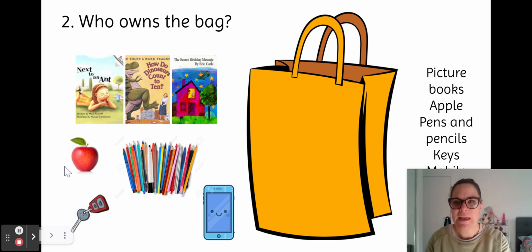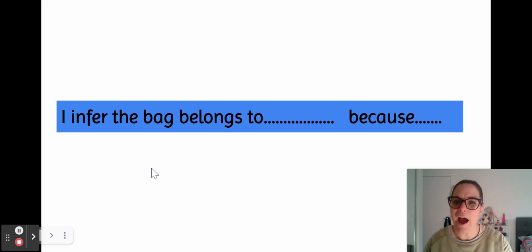Great, moving on. Here is the next bag, bag number 2. There are some picture books. There is an apple, some pens and pencils, keys, and a mobile phone. I want you to make an inference and read between the lines. Who could those things belong to? I infer the bag belongs to because. So have a think about who those things might belong to.